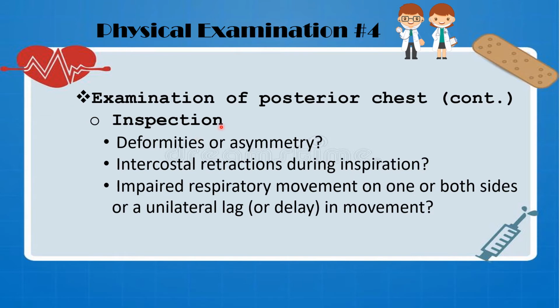Okay, so moving on to the examination of the posterior chest. So again, we have to start with inspection. So nasa inspection pa lang tayo na anterior and then the posterior chest. So note for deformities or asymmetry, like mentioned in the previous slides, if there is scoliosis, kyphosis, etc. So intercostal retractions during inspiration, impaired respiratory movement of one side or both sides, or a unilateral lag or delay in movement.